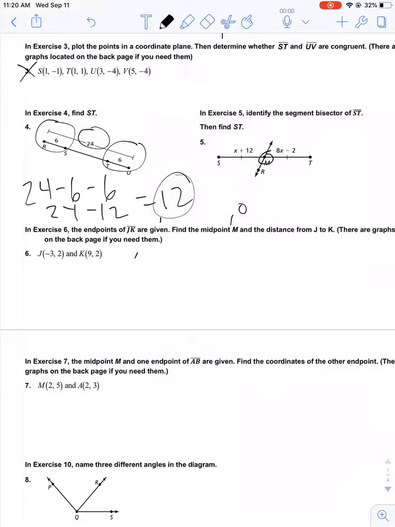Alright, identify the segment bisector. Well, this point M here tells us that it bisects. So we're at line MR. There we go. Alright. And then it says find ST.